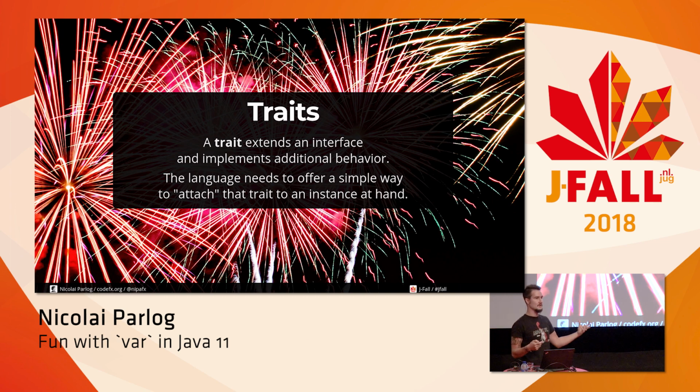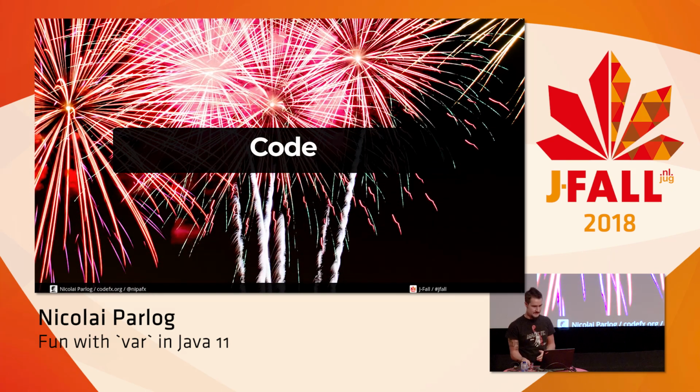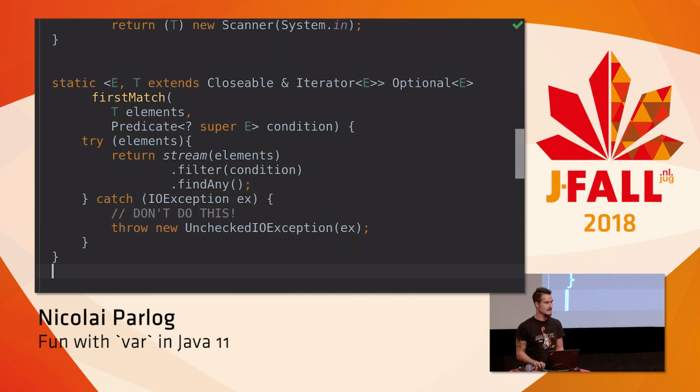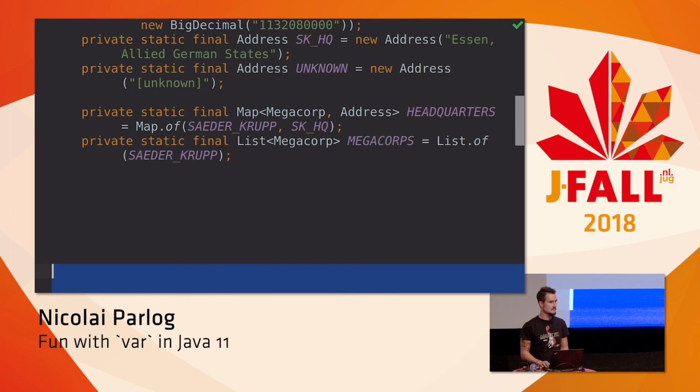And then the language, if you want to do that, needs to offer a simple way to combine these, to attach this trait. And we're now going to see how that works. Once again, I'm going to start by copy-pasting a huge block of code to walk you through it. And this also uses syntax that is not actually valid Java syntax. So let's throw all of this away. Oh, there we go.